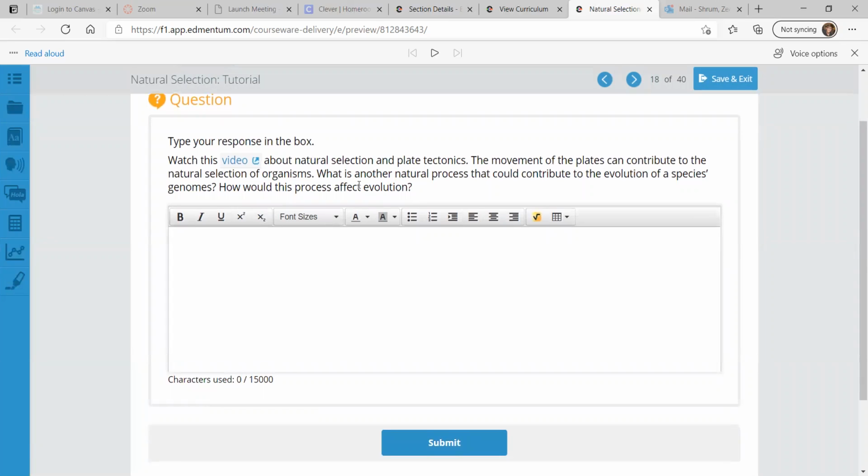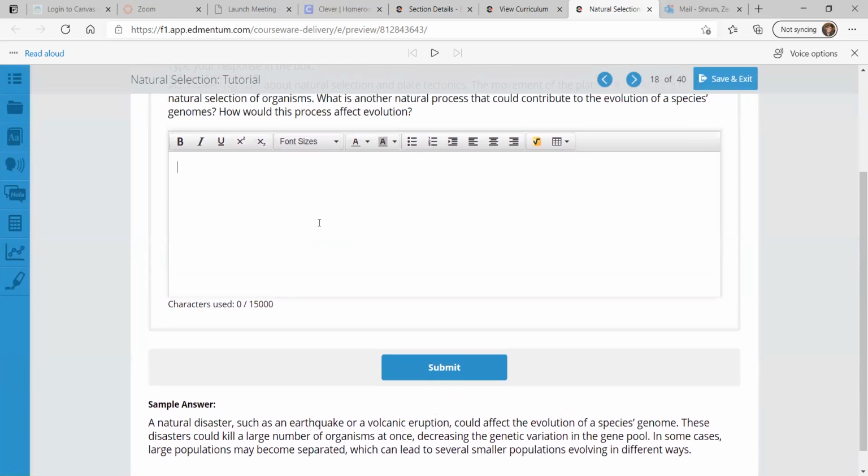So here we have a video about natural selection in plate tectonics. The movement of the plates can contribute to the natural selection of organisms. What is another natural process that could contribute to the evolution of a species' genomes? How would this process affect evolution?